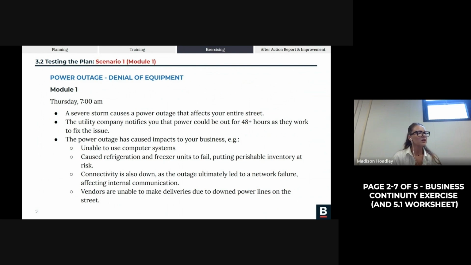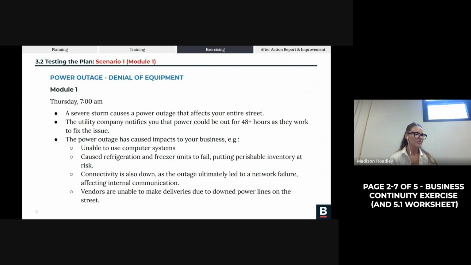On Thursday at 7:00 a.m., a severe storm has caused a power outage that affects your entire street. The utility company notifies you that the power could be out for 48 plus hours as they work to fix the issue. The power outage has caused impacts to your business, such as an inability to use computer systems. It's caused refrigeration and freezer units to fail, putting perishable inventory at risk. Your connectivity is also down, as the outage ultimately led to a network failure affecting internal communication. Vendors are unable to make deliveries due to a down power line on the street.